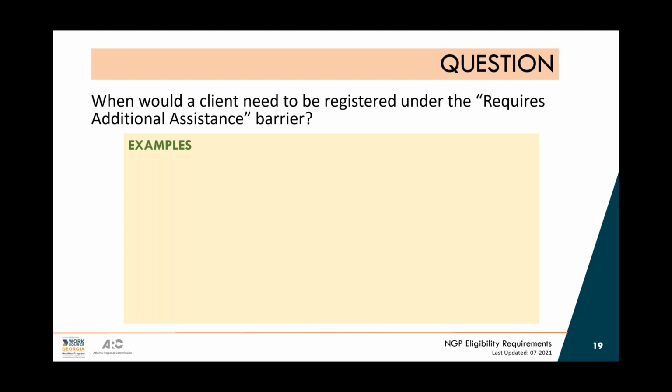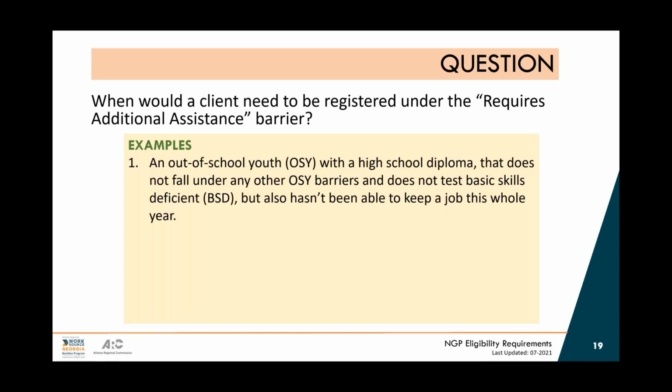So when would a client need to be registered under the requires additional assistance barrier? I just want to give you some examples because I know it can get complicated at this level. For out-of-school youth, take an out-of-school youth with a high school diploma that does not fall under any other barriers, and they don't test basic skills deficient, because you have to be basic skills deficient or ELL, but they also haven't been able to keep jobs this whole year. The fact that they haven't been able to keep a job this whole year is what prompts you to say, well, that falls under the requires additional assistance policy. They didn't qualify under the other barriers. They weren't basic skills deficient, but they have been having issues with jobs. So at that point, you can say, okay, great. As long as I prove that they're low income, then we can move forward.